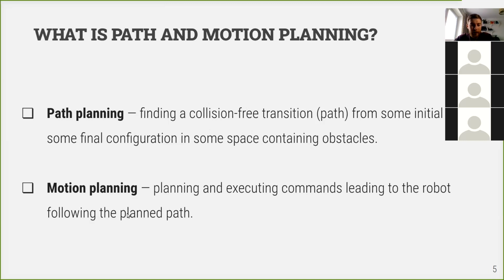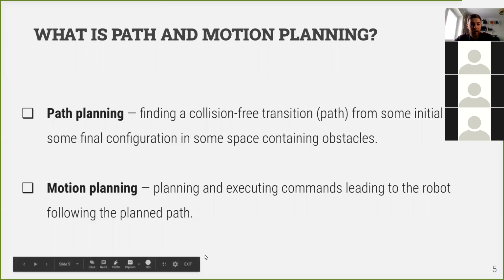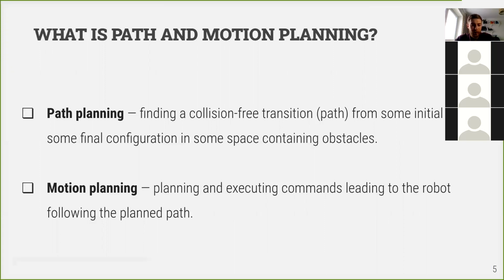And motion planning is planning and executing commands leading the robot to follow the planned path. So in path planning, we are just trying to find the path itself. In motion planning, we also are trying to find commands which we have to transmit to our motors or to our steering wheels to lead the robot through the environment. So motion planning is a bit more complex than path planning because we're already thinking in terms of our actuators.